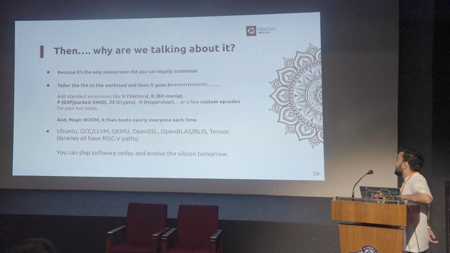Ubuntu, GCC, OpenSSL, and tensor libraries all have RISC-V paths. You can ship software today and evolve the silicon tomorrow. That's what I was asking about. We don't need to manufacture the chip today. We can modify the software now and maybe make the silicon wafers later on.